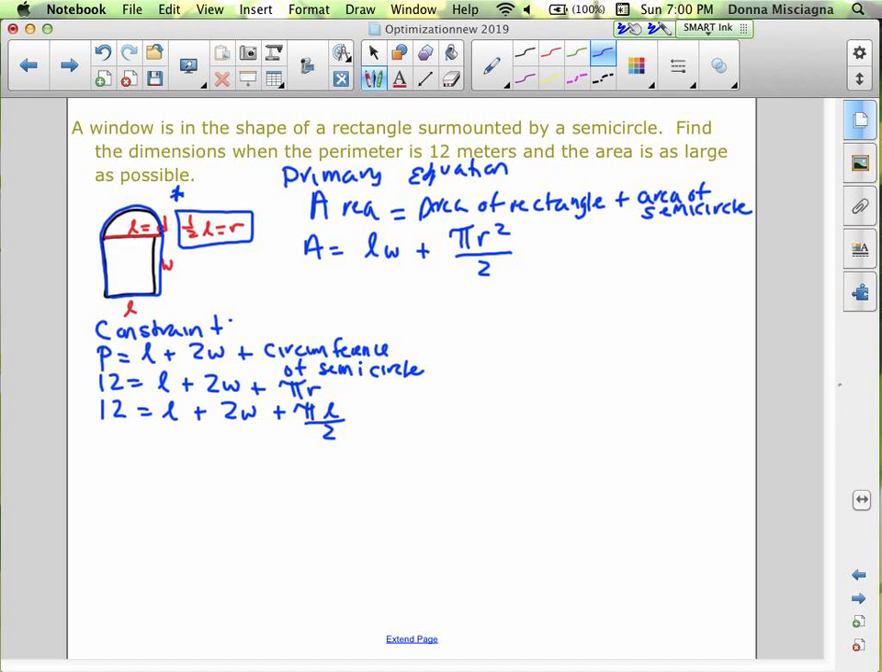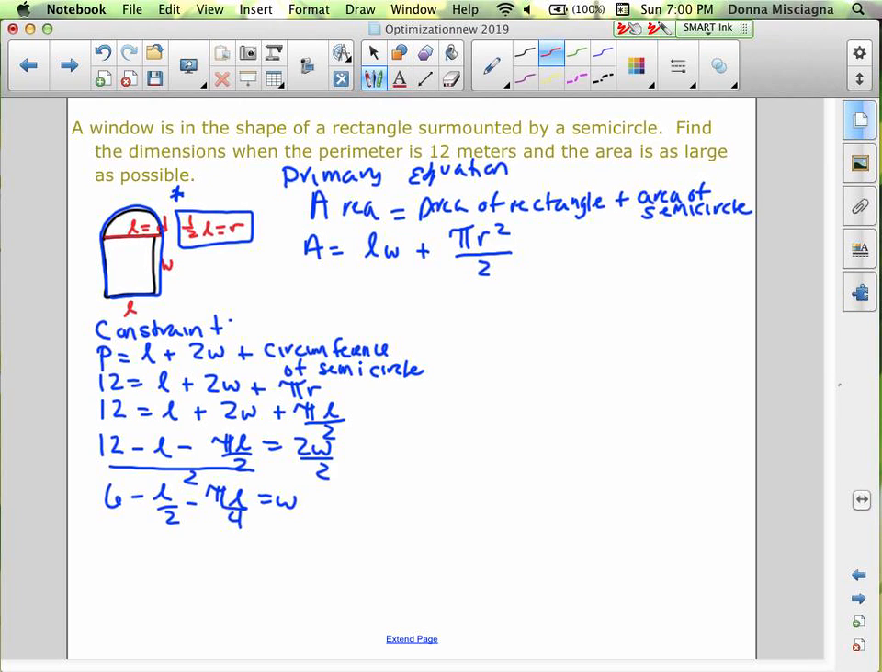All right, so let's isolate the 2w because that would be the easiest to deal with since we've got two L's in here. So we have 12 minus L minus pi L divided by 2 equals 2w. And then if we divide everything by 2, we'll have just a w, so we can replace the w in that equation. So now we have 6, half of 12, minus L divided by 2, minus pi L now divided by 4, equals w.